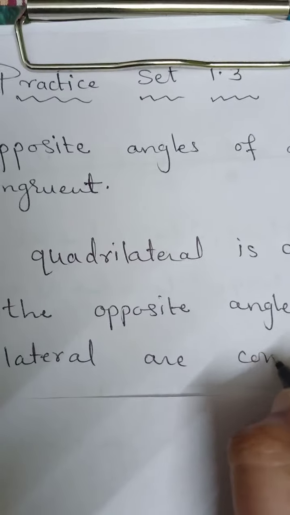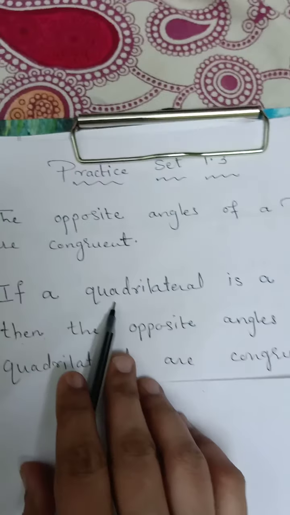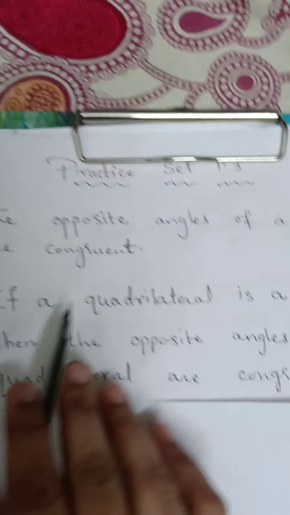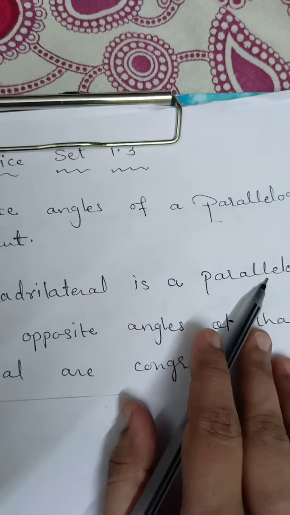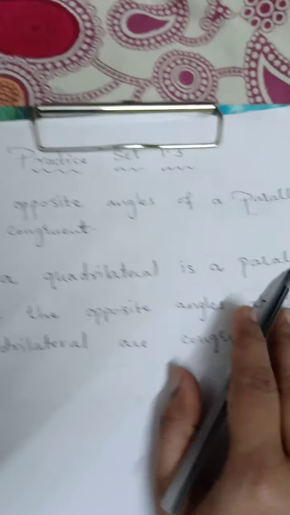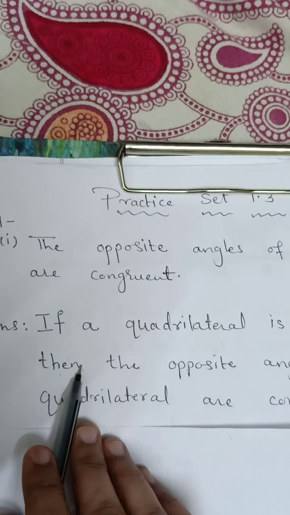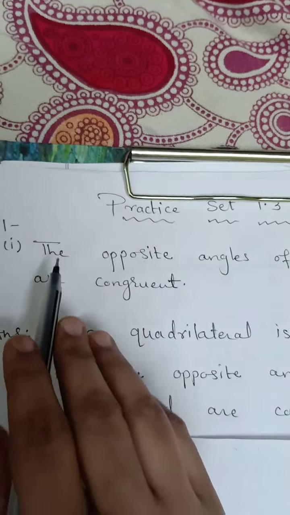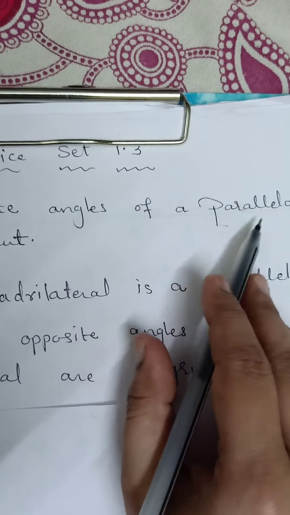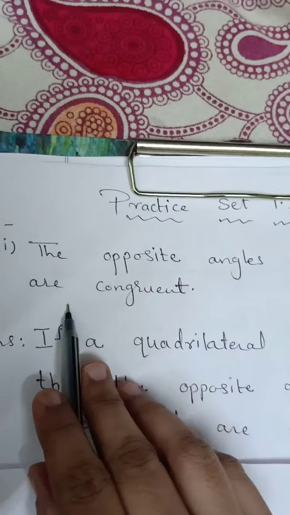So it is very simple. You only have to remember how to do it. We have to start the statement with if. Then it is a parallelogram, that means it is a type of quadrilateral. So I have taken here the word quadrilateral: if a quadrilateral is a parallelogram. So this is the first statement. After this, then, and after then we have to take from here: then the opposite angles of that quadrilateral. After of we have to take that quadrilateral are congruent.